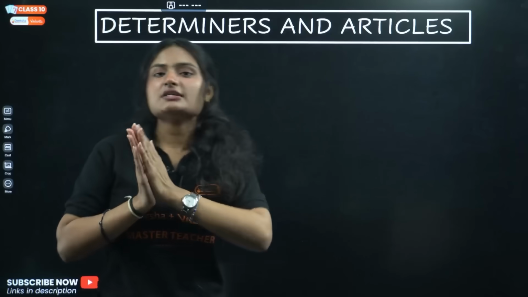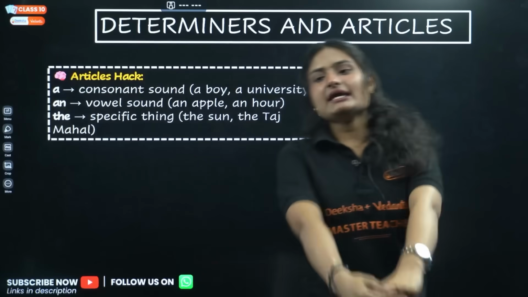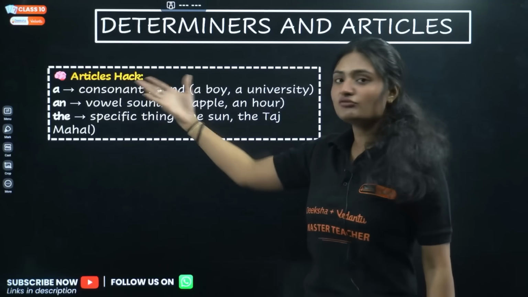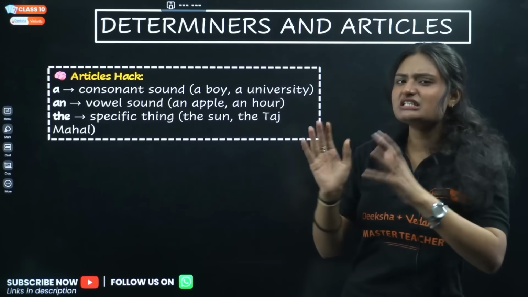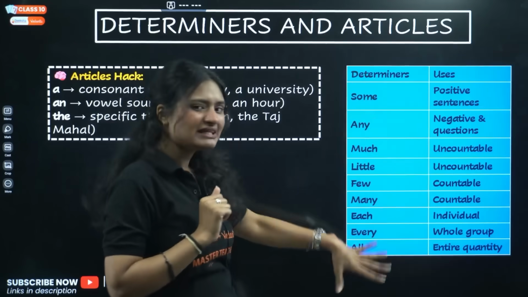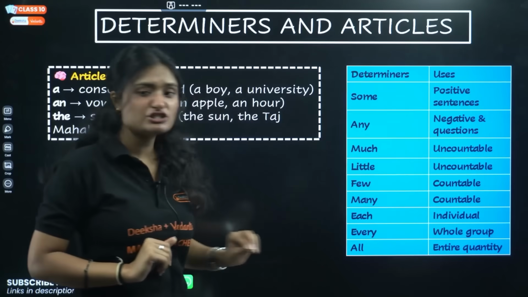Next is determiners and articles. In determiners and articles, you have a, an and the, right, articles. So a is used when a consonant sound is heard, we use a. When you have heard a vowel sound, we use an. When you're talking about any specific thing, okay, we use the, okay? In determiners, you have some commonly used determiners: some, any, much, little, few, many, each, every, all.